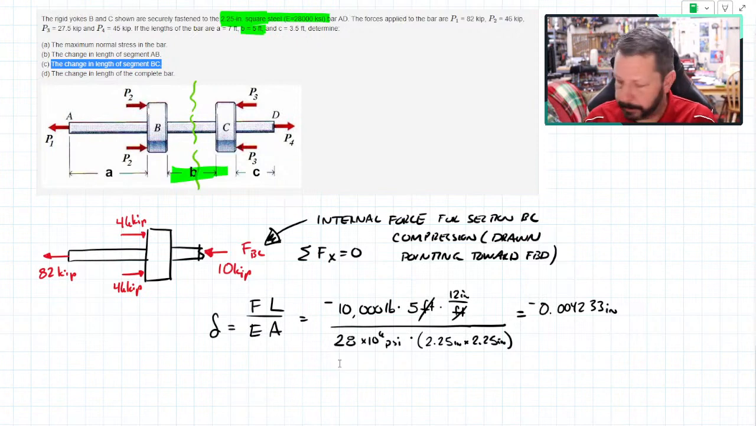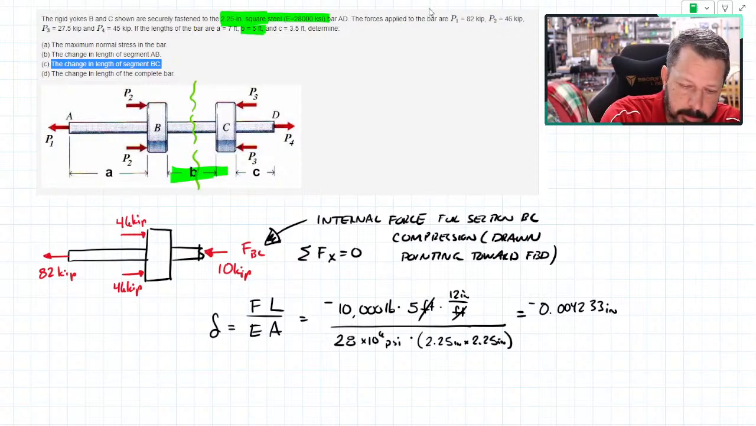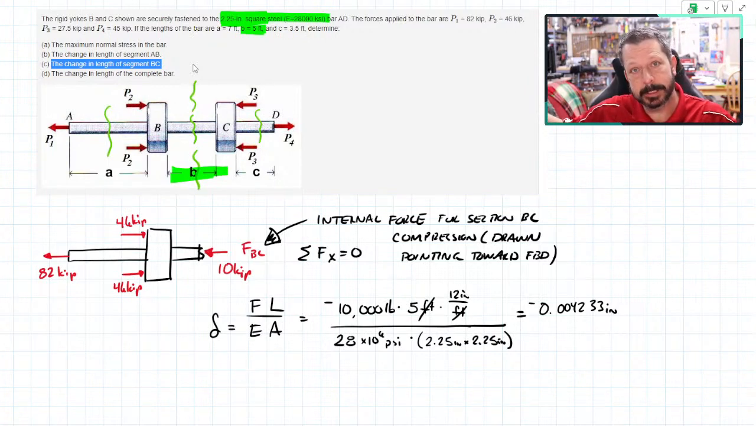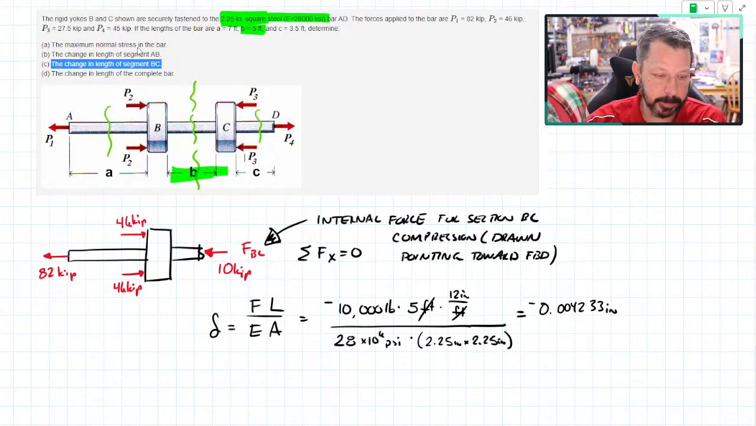To do the rest of the problem, they've got the change in length of segment AB. So we do the same thing except we cut here. And basically, if I looked at the left-hand side of that, only P1 is applied there. So it has 82,000 pounds of tension in that section. It's being stretched out. We also need CD over here. And we can see that it has P4, 45,000 pounds of tension in that section. So both the ends are getting stretched and the middle is getting compressed. We add up all of those with the stretched being positive, the compressed being negative, and we'd get the total change in length of the bar.